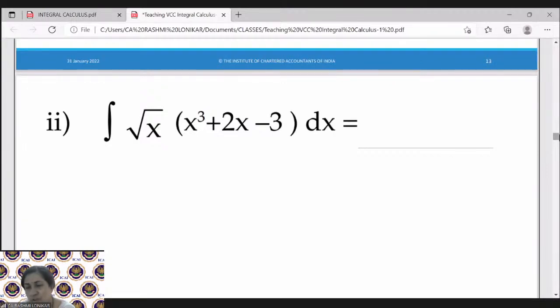Yes, Chandan. When you have e raised to minus 3x, it will be e raised to minus 3x upon minus 3. But when you have 3 raised to x, it will be 3 raised to x upon log of 3. As I told you in derivative also, if it is e raised to 3x, it will be 3 into e raised to 3x. When it is 3 raised to x, the log factor will come into play. Very good.